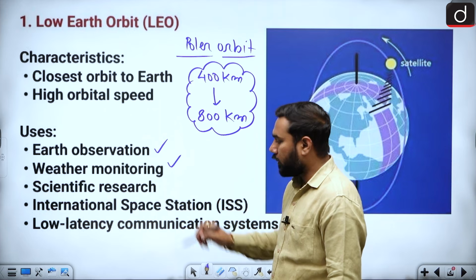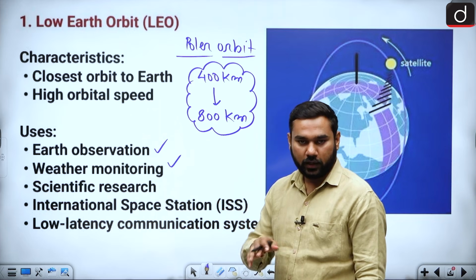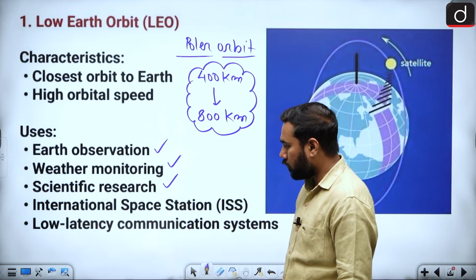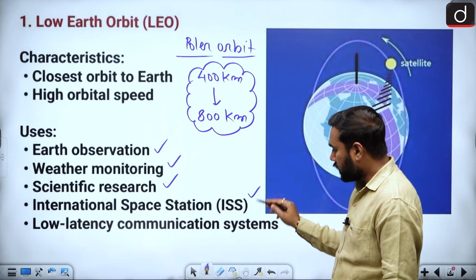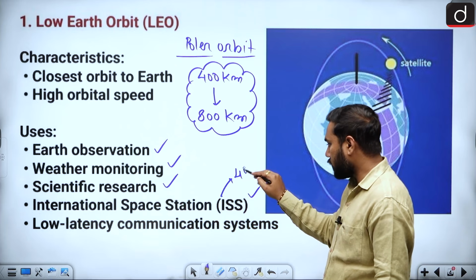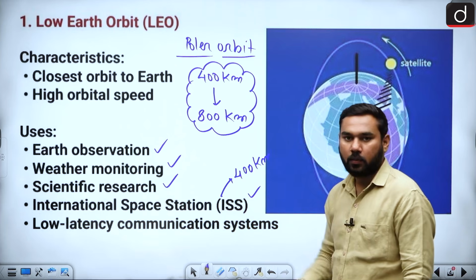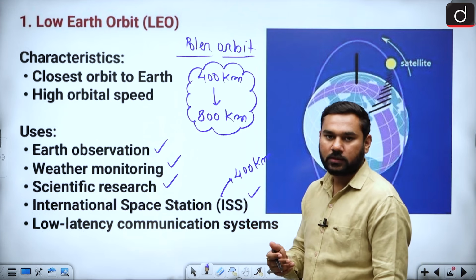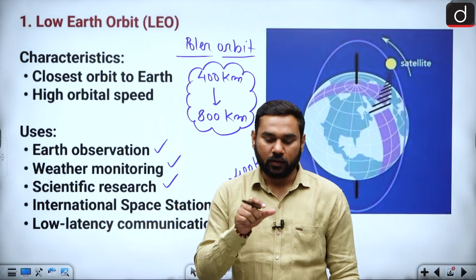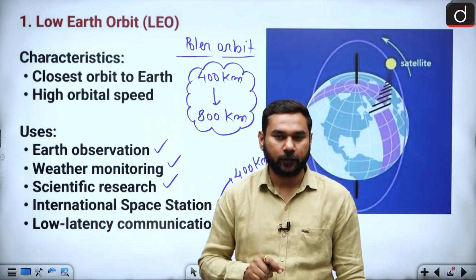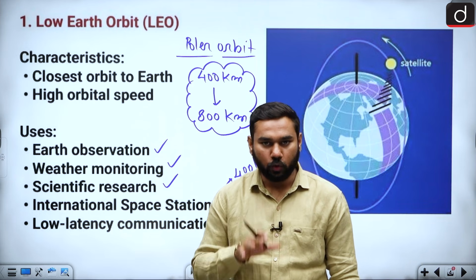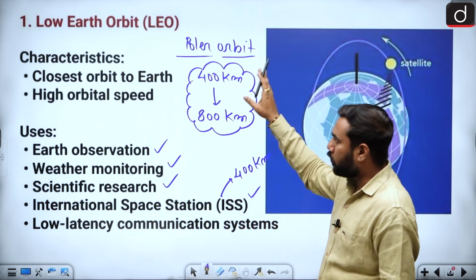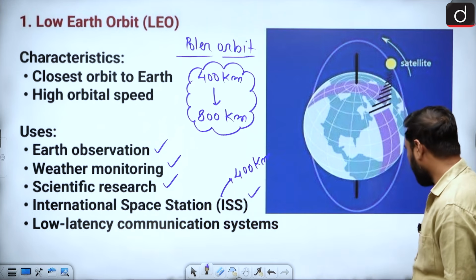Also there is weather monitoring, like you can monitor the weather of India and other countries over it, and we also use it for scientific research. There is the ISS, and maybe you all know that the ISS is placed at 400 kilometer above the surface of Earth, and there is low latency in communication. Latency means the time between the receiver and sender. So the communication has very low latency because the satellites are placed very near to Earth. So this is your low Earth orbit. We also call it polar orbit.